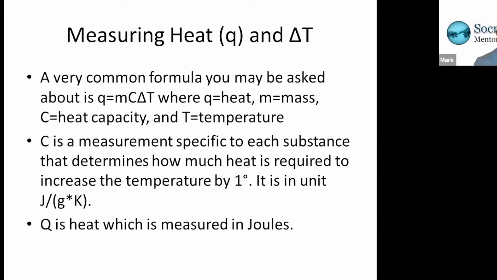Okay. A very common formula you may be asked about on the MCAT is Q equals MC delta T. Most people say Q equals MCAT because the delta looks like an A, right? So Q is heat, M is mass, C is heat capacity, and T is temperature. In this case, temperature could be Kelvin or Celsius. It doesn't matter because to get from Celsius to Kelvin, you add 273. So if you look at the math, it doesn't actually matter if it's Celsius or Kelvin. The difference in the temperature is going to be the same, whether it's Celsius or Kelvin.